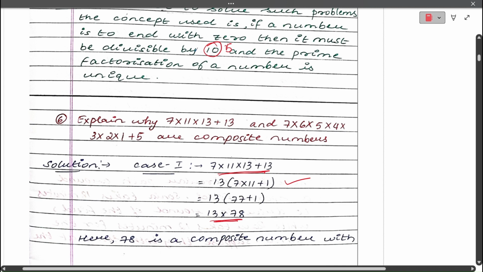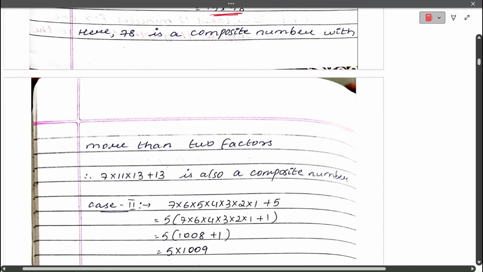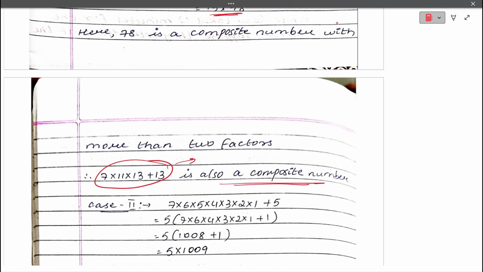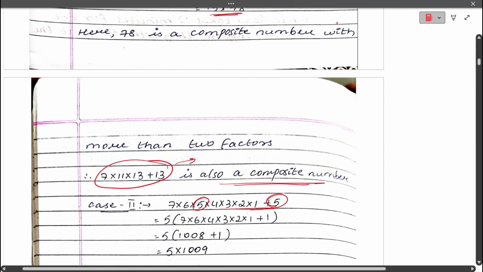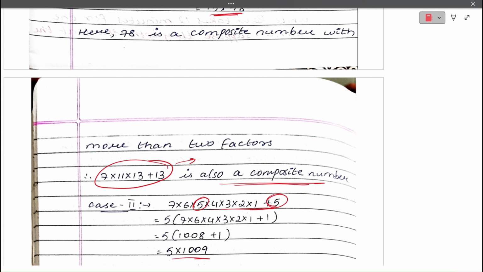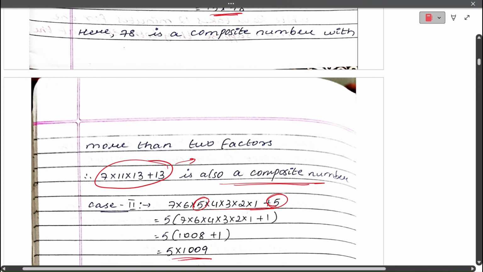Therefore, this entire expression which simplifies to a number is basically a composite number. It's not a prime number. Okay? Yes. So the next expression we have here is 7 into 6 into 5 into 4 into 3 into 2 into 1 plus 5. So we can see 5 over here. We can see 5 over here. Take common. So we are taking 5. Upon simplifying, we will be getting 5 into 1009.